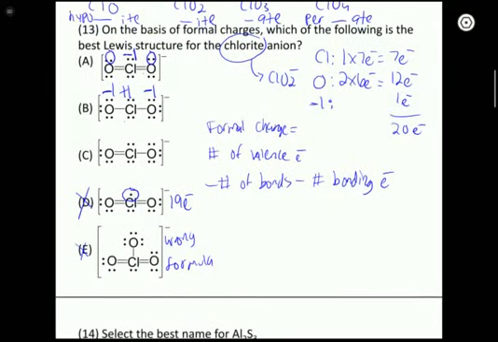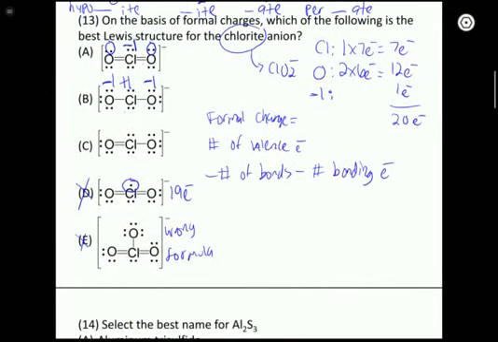Alright, and then going to this structure here, C, we evaluate formal charges. We saw above, if you have a double bonded oxygen that has 2 lone pairs of electrons, that has a 0 formal charge. An oxygen with a single bond and 3 lone pairs is -1. And then this chlorine here in the middle has 3 bonds and 4 non-bonding electrons, 7 total. 7 minus 7 is 0.